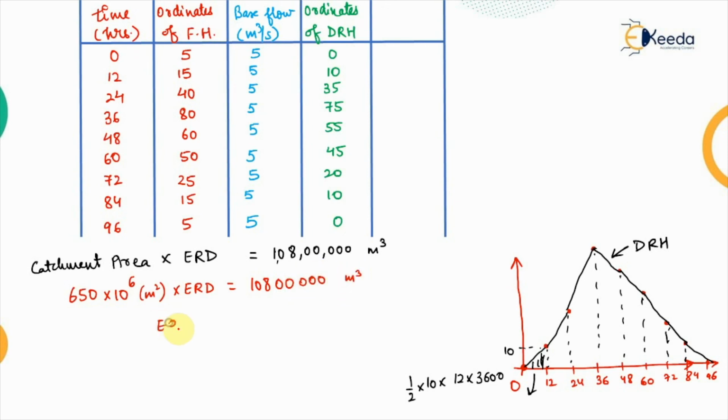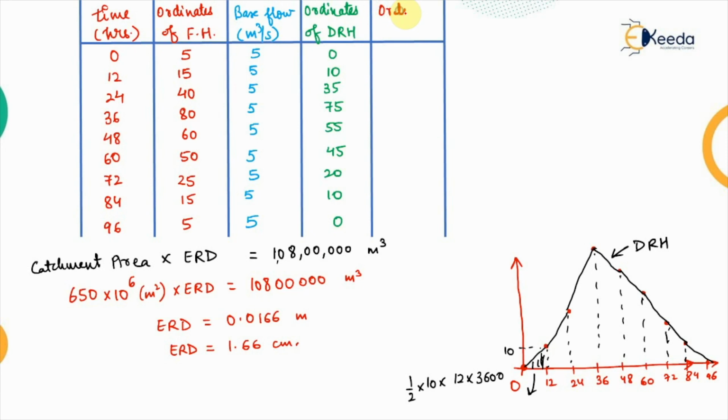From here the effective rainfall depth that we will get is 0.0166 meter. Converting it into centimeter, it will be 1.66 centimeter. Now this is the effective rainfall depth.